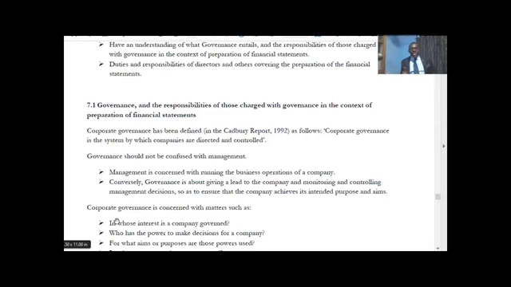So I would say that governance is more strategic in nature. The board of directors will set the objectives, the strategic goals of the company. However, management must make these objectives a reality through their day-to-day operations. So management is concerned with running business operations of a company, whereas governance is about giving a lead to the company and monitoring and controlling management decisions so as to ensure that the company achieves its intended purpose and aims.